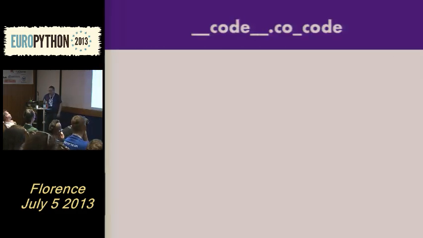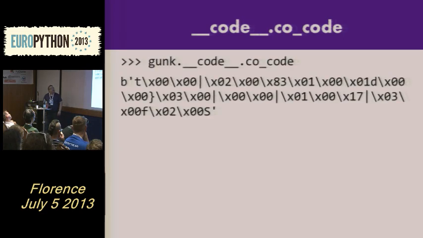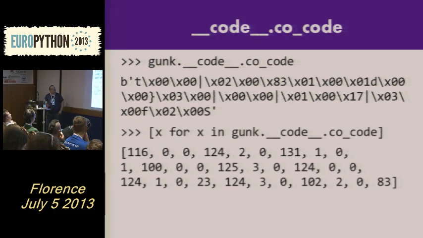code.co_code. This is what you've all been waiting for, ladies and gentlemen. This is the bytecode for gunk. Isn't that great? Isn't that readable? So that's the byte string, and that really is it. It's a little bit more readable, or a little bit less unreadable, in this form.